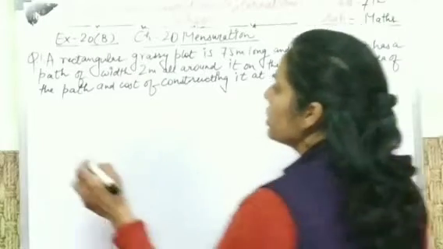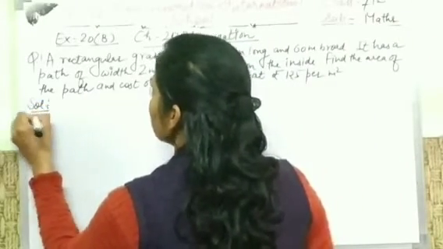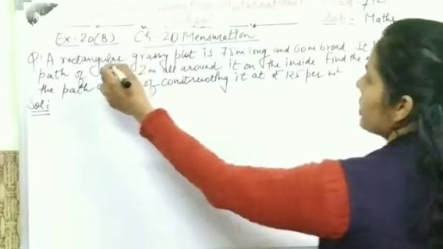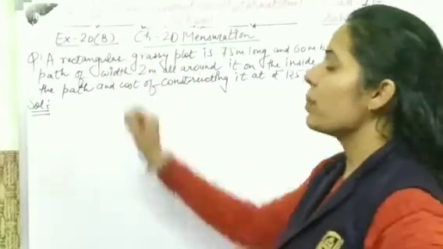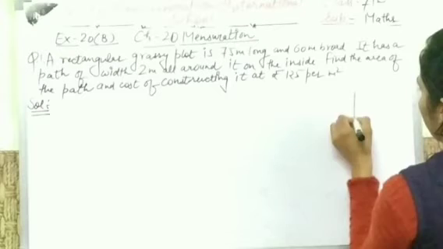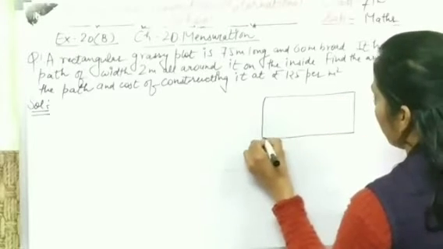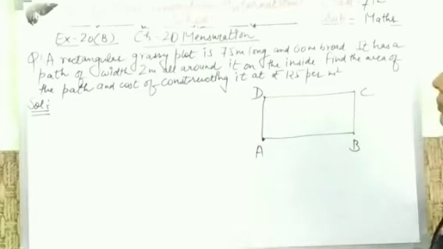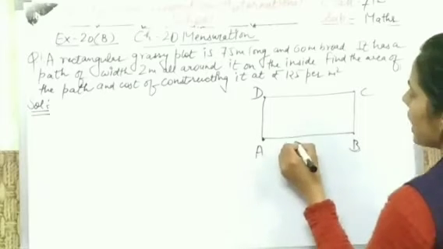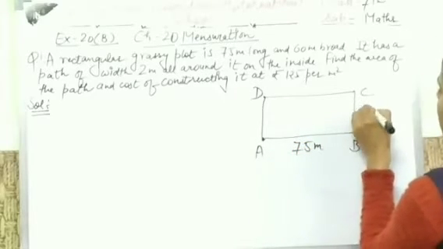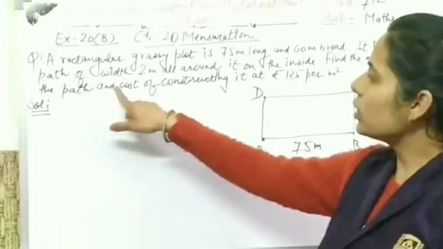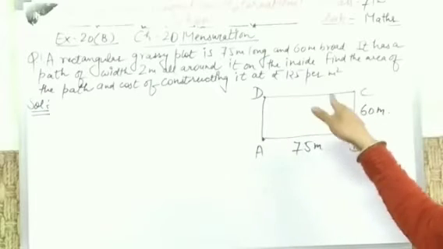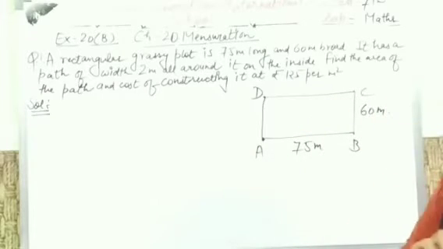Got it? So first, for these questions, you have to make a figure according to the given information. Here, there is a plot which is in the shape of a rectangle. So first, make a rectangular plot, and let's name it ABCD. Its dimensions are 75 meter long and 60 meter wide. And it has a path of width 2 meter all around it on the inside.